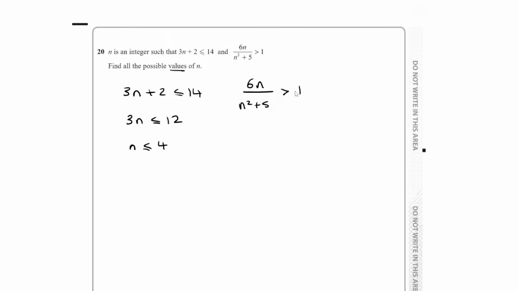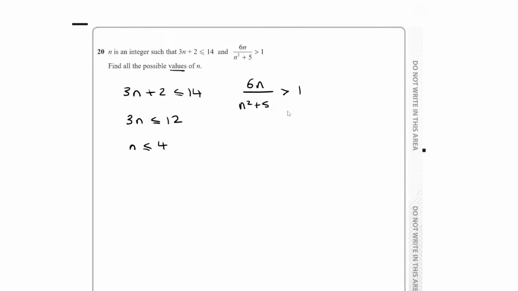How many marks for finding? I'd imagine 1, but I can check. Yep, 1 mark for the first inequality. You get 1 mark for rearranging this as well. And then solving it is another mark.